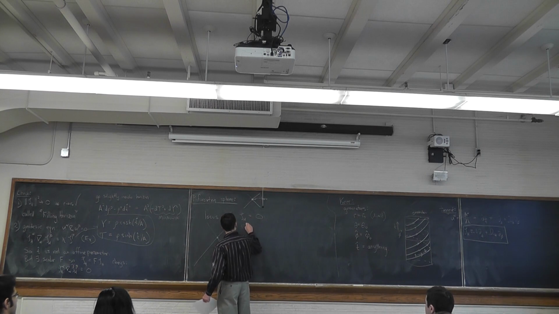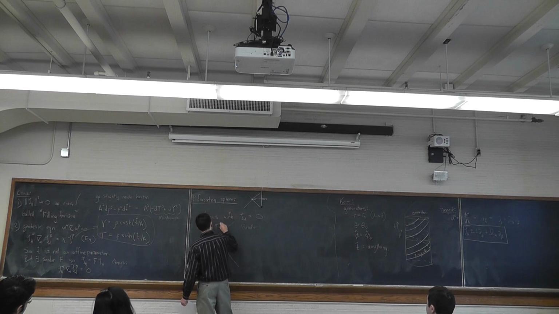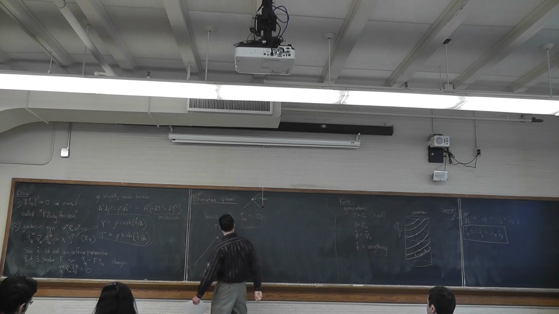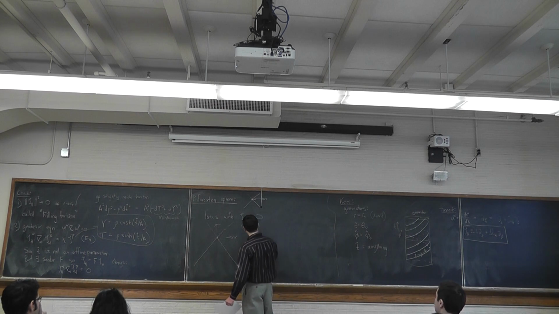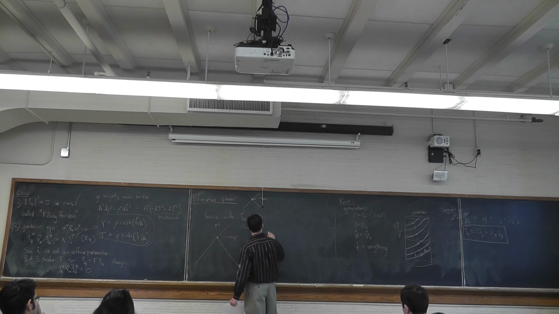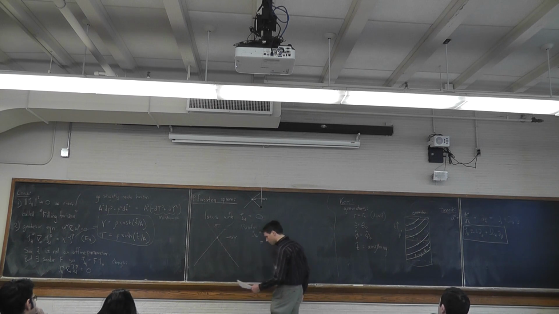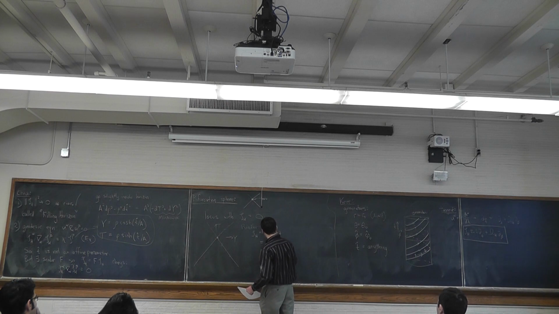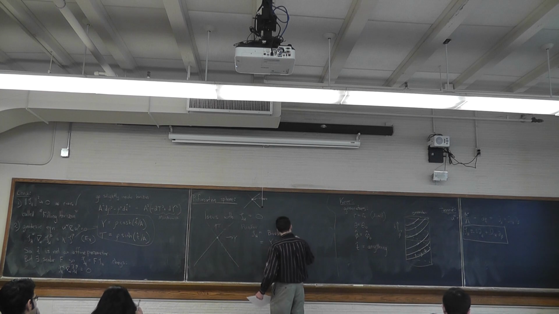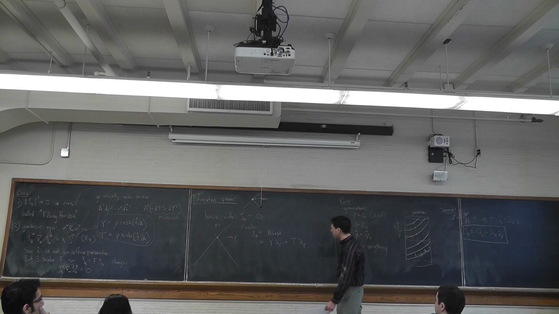So in Rindler language, this is the big T direction. This is the big Y direction. The generator of that horizon is the boost vector, which is y dt plus t dy.